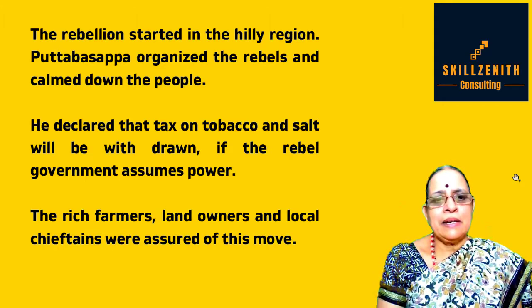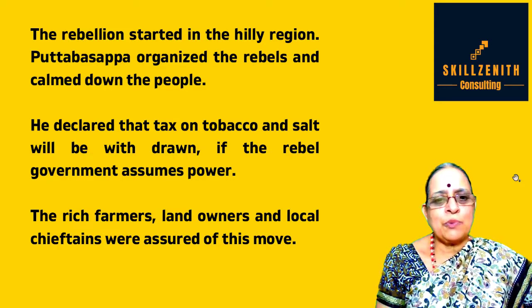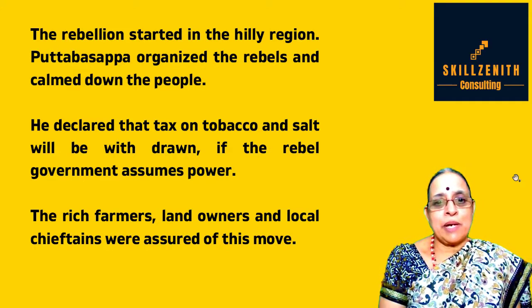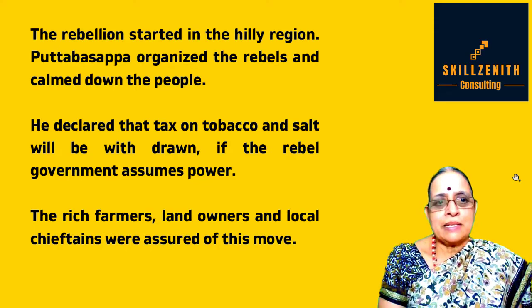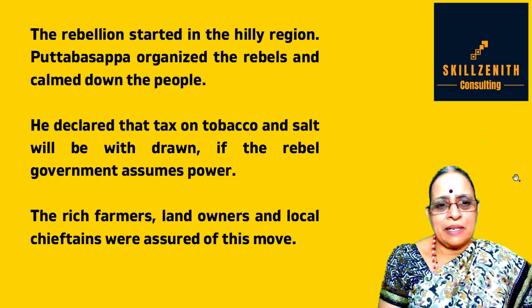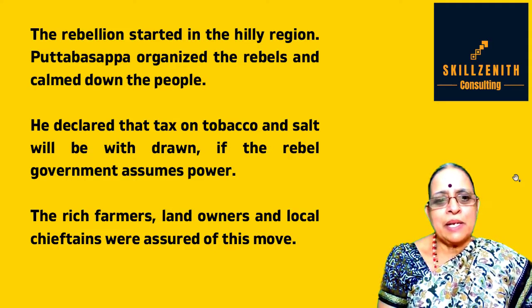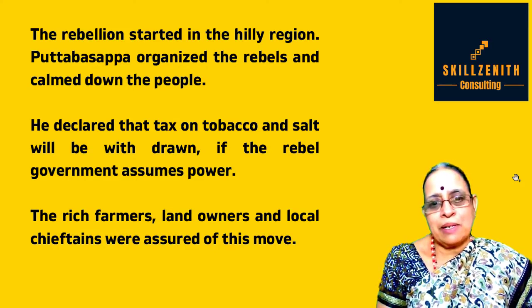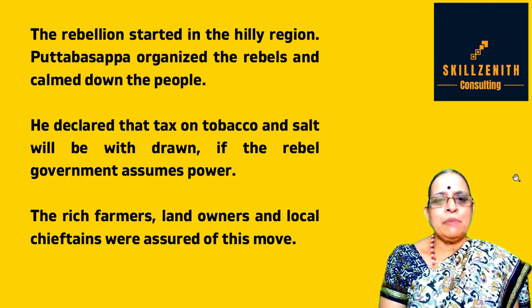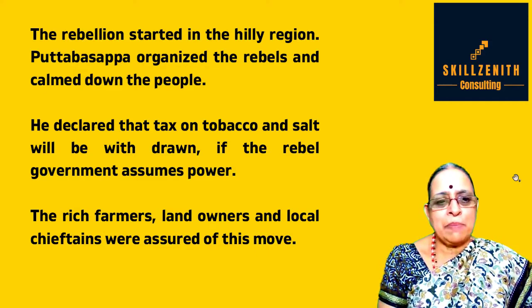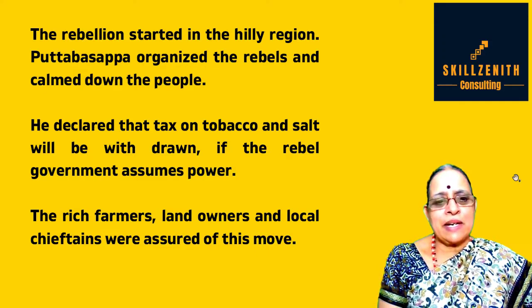He declared that the tax on tobacco and salt will be withdrawn if the rebel government assumes power. The British had imposed tax on tobacco and salt. Puttabasappa said that the tax on tobacco and salt will be withdrawn, taken back, if the rebel government assumes power. If he comes to power, he will remove the tax on tobacco and salt. He convinced the people. The rich farmers, landowners and local chiefs were assured of this move.